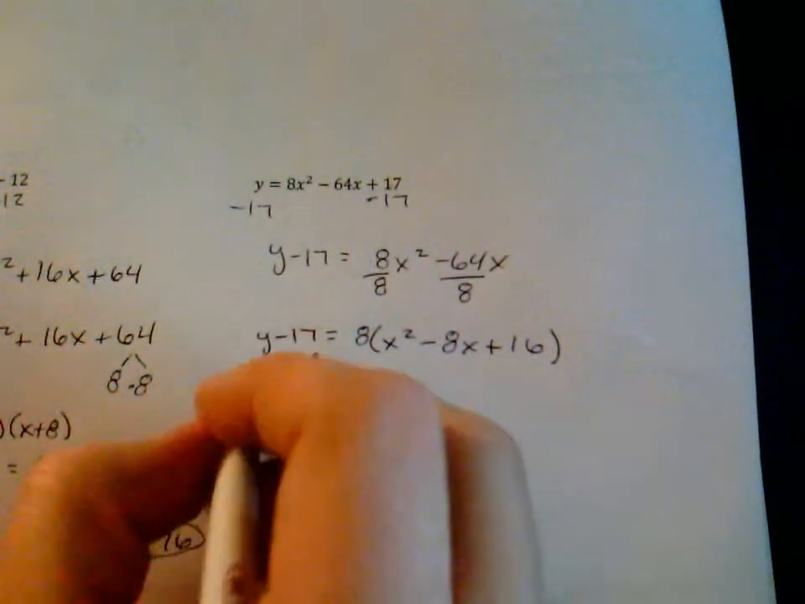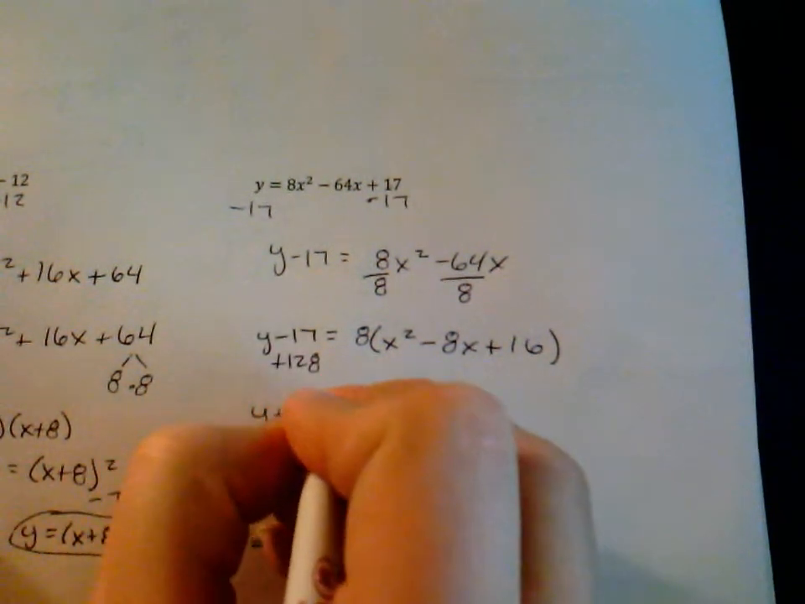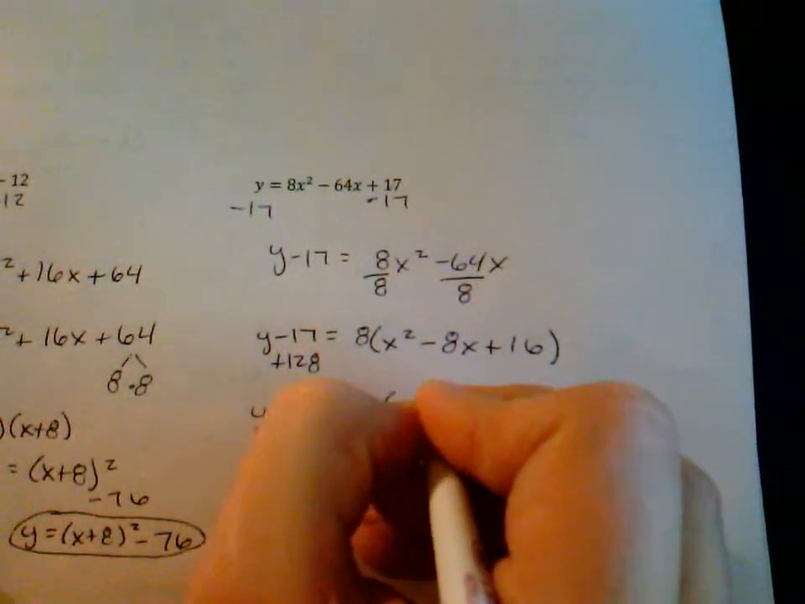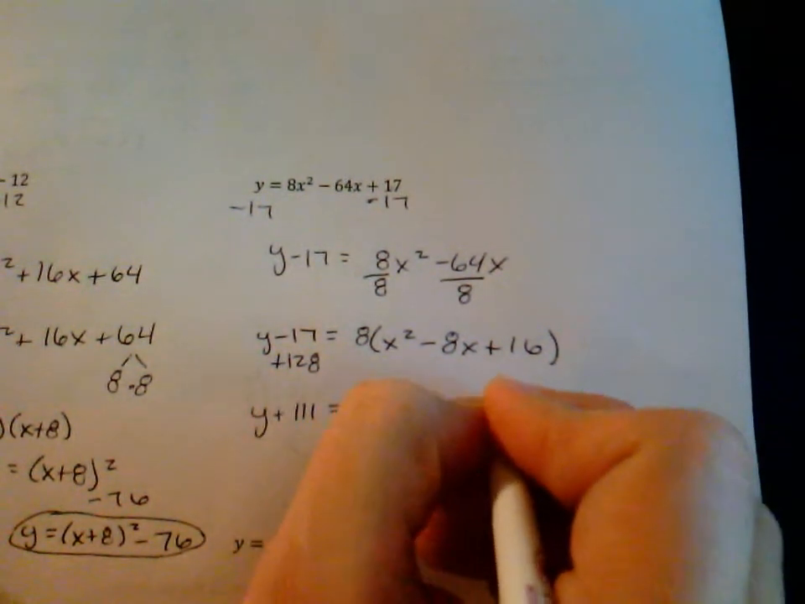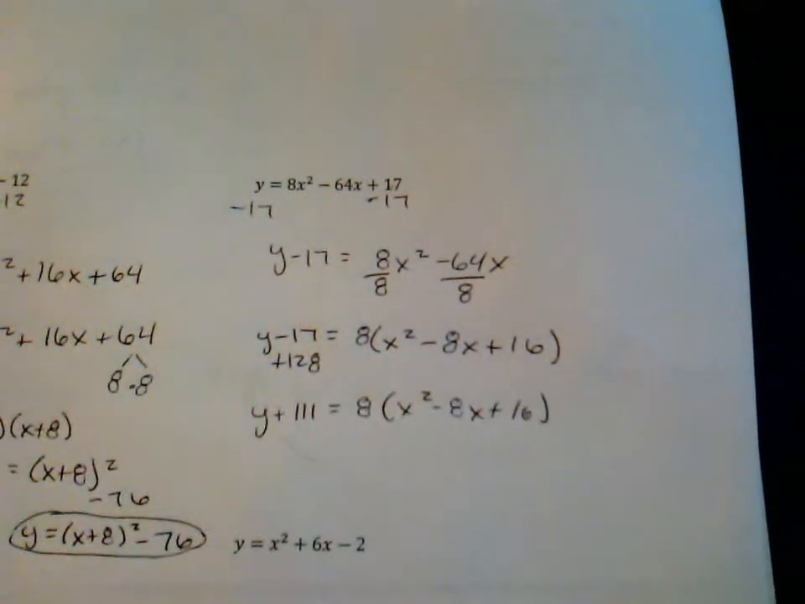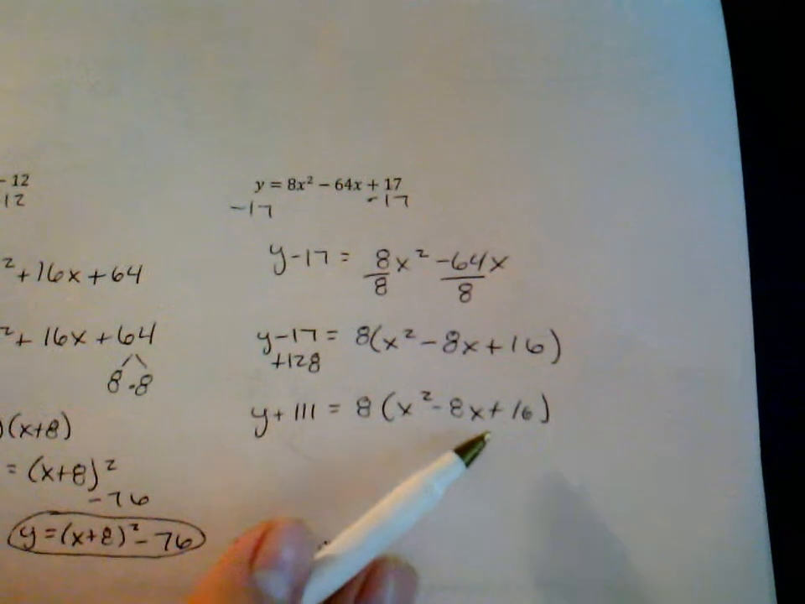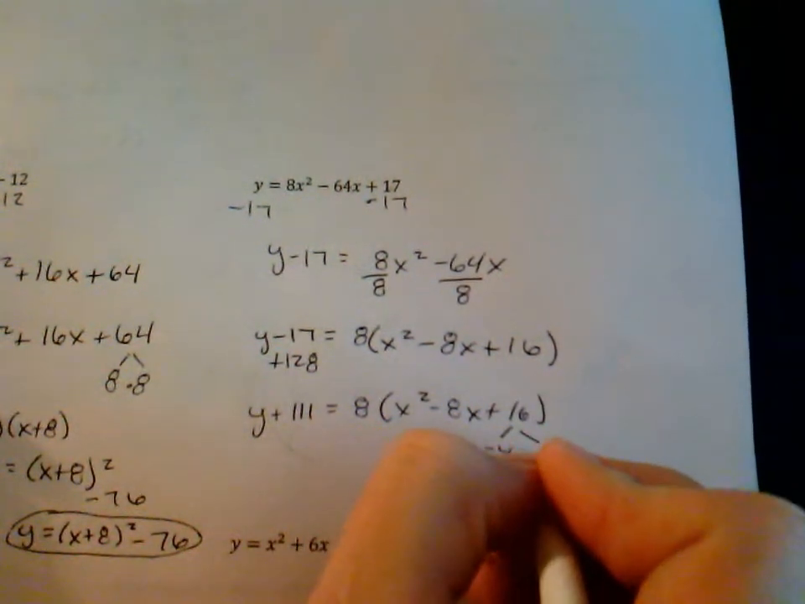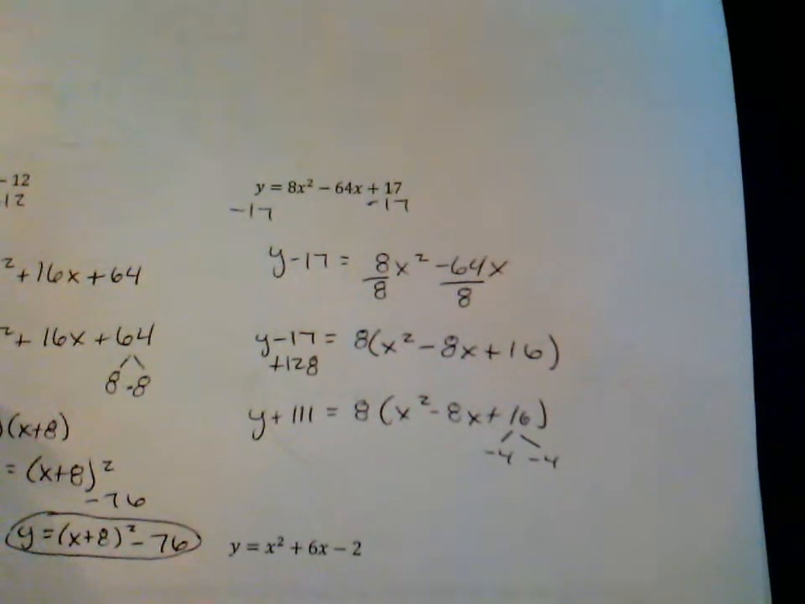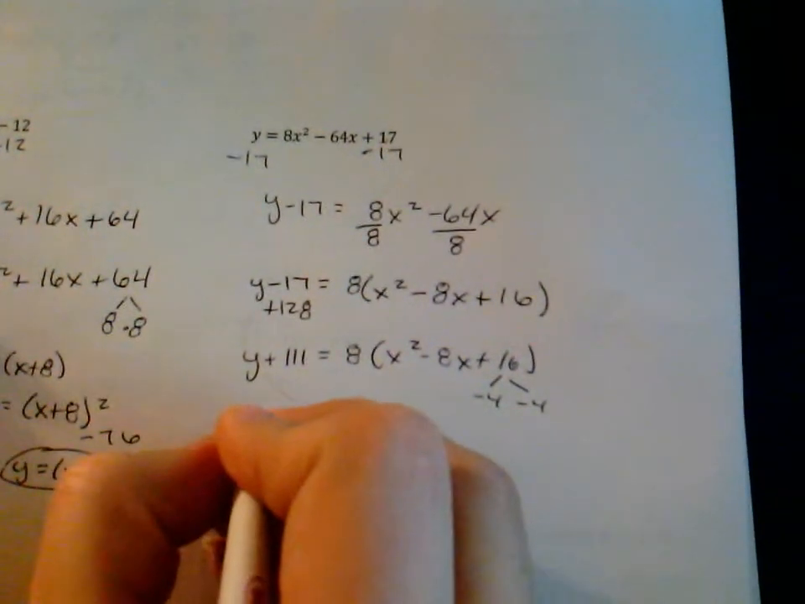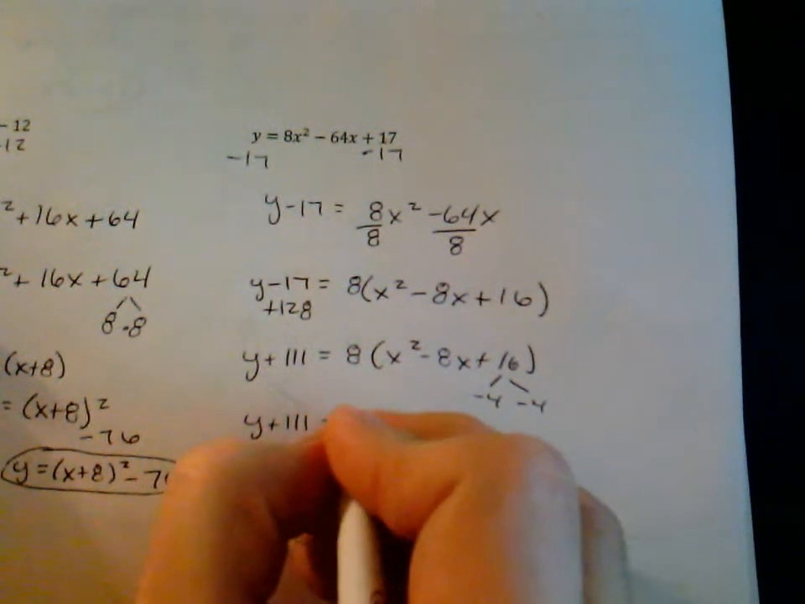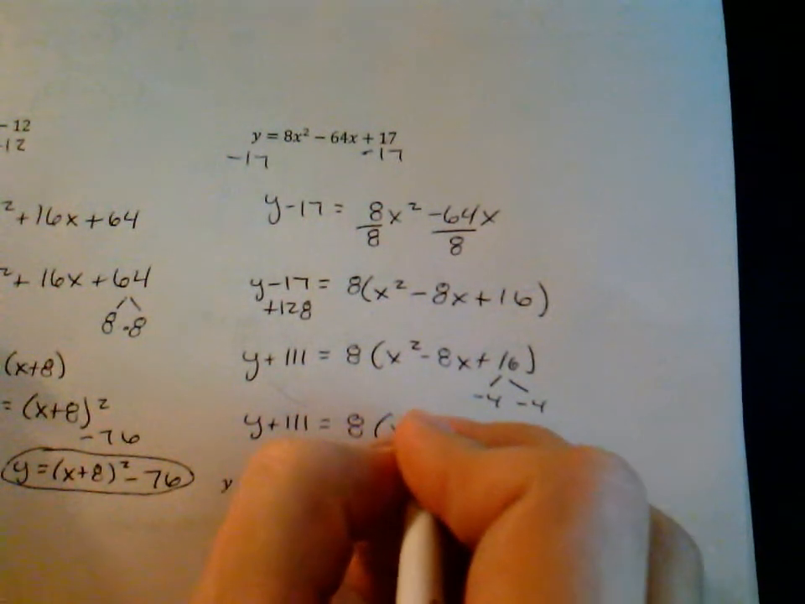When you do that, it becomes y plus 111 equals 8 times x squared minus 8x plus 16. So what we want to do now is factor the 16. So we're going to turn this into negative 4 times negative 4. So this is going to be y plus 111 equals 8 times x minus 4.